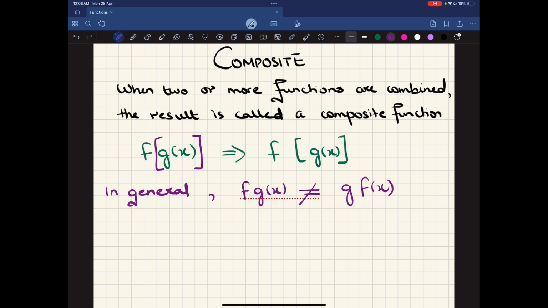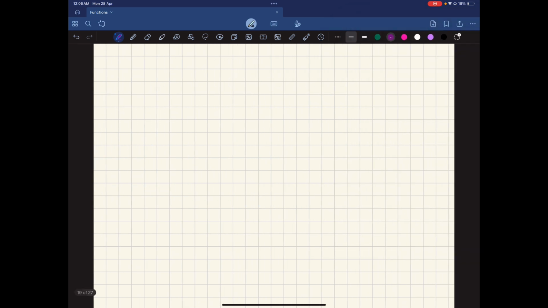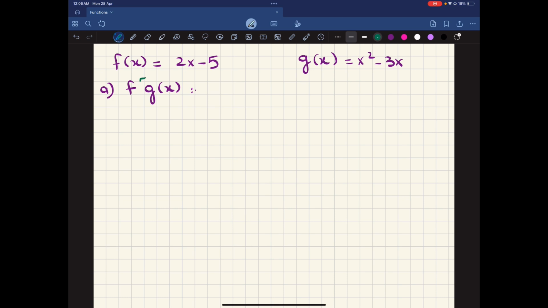Now let's practice a couple of questions to understand how we can find composite functions. So let's imagine that we have a function f of x equals 2x minus 5 and g of x equals x squared minus 3x. You need to find a simplified expression for the composite function f of g of x. What are we going to do? We are going to place brackets here.